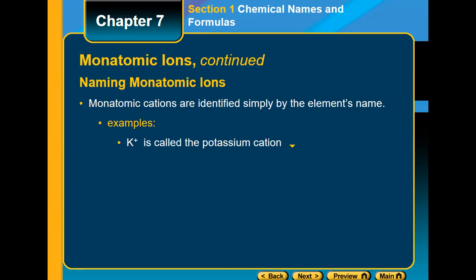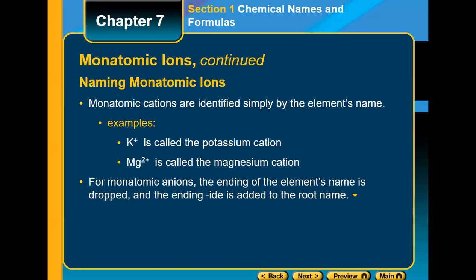So we got potassium cation. Okay, Mg12 has 2 electrons in 3s. These 2 electrons are easily lost during the chemical reaction, and in that case it will be called magnesium cation, and so on. So for a monatomic ion, the ending of the element's name is dropped. That means here we just say magnesium.